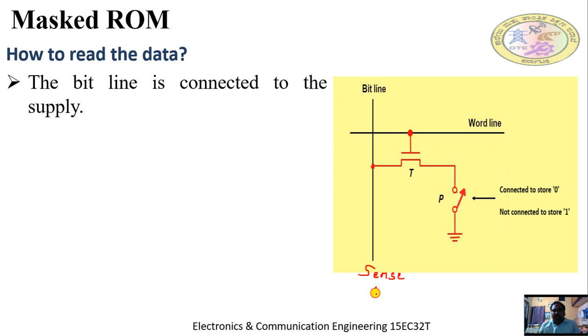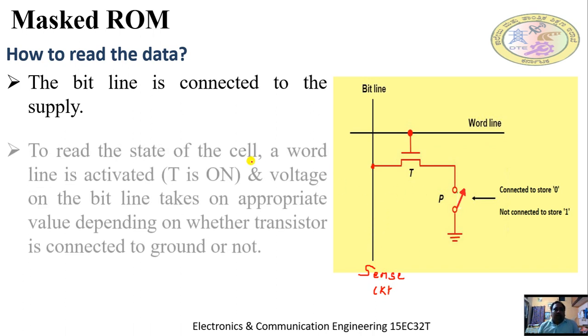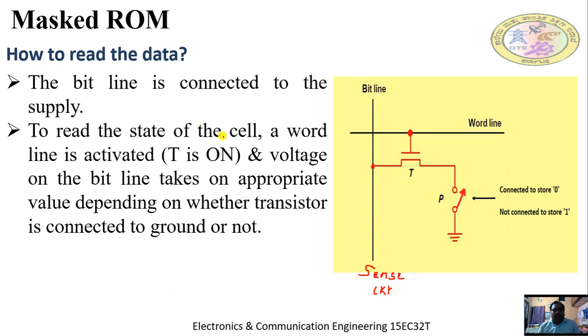There is a sense circuit which is connected at the end of the bit line. To read the state of the cell, a word line is activated. So first, what should we do? We should activate the word line. When the word line is activated, the transistor gate gets the supply.